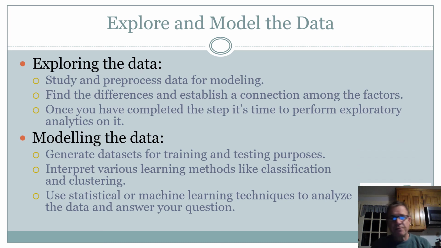And the next piece is exploring and modeling the data. Once you've got some of those other questions you've answered, now you're going to start exploring the data. You want to pre-process the data for modeling. You want to find differences and connections amongst the various factors of the data, and then you can start to run some exploratory analytics. Start to ask yourself some questions. Start to dig into some different things. What if this? What if this? What if this? Then you want to model the data.